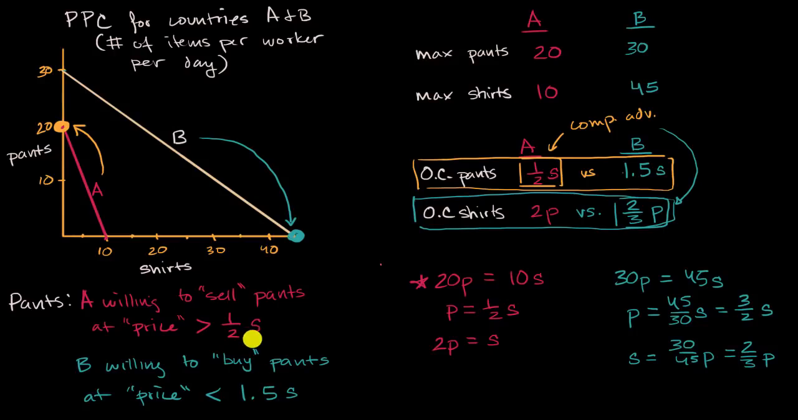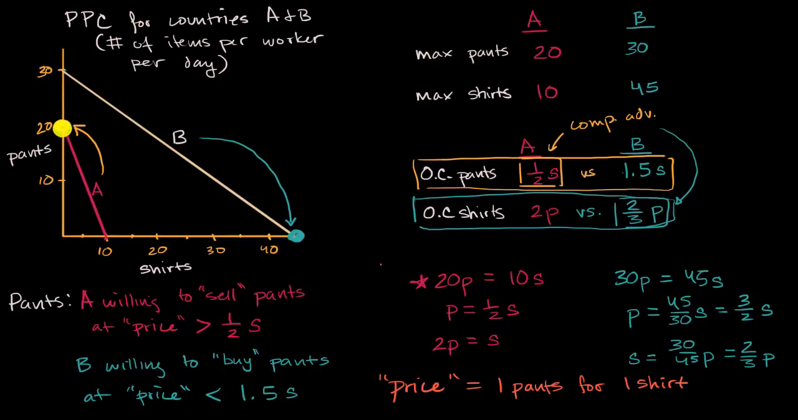Well, a nice round number is, they could trade at 1 pair of pants for 1 shirt. So a clearing price, a price that would work, could be 1 pair of pants for 1 shirt. And now let's appreciate the gains from trade that they would both have here.